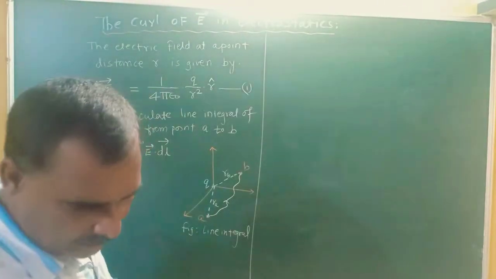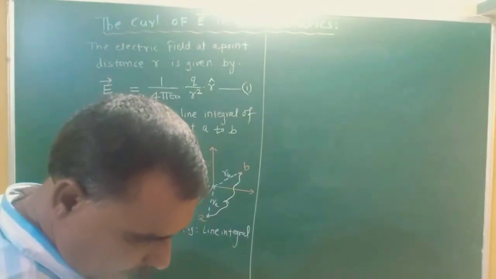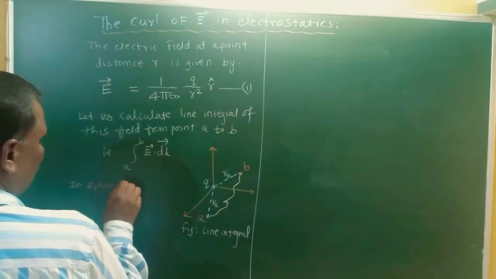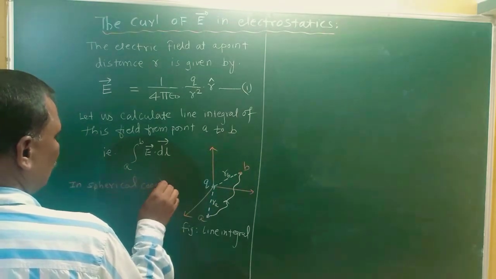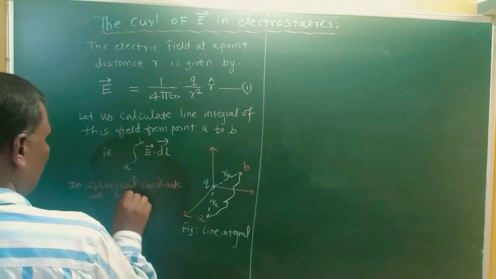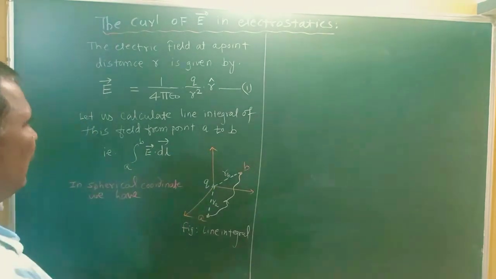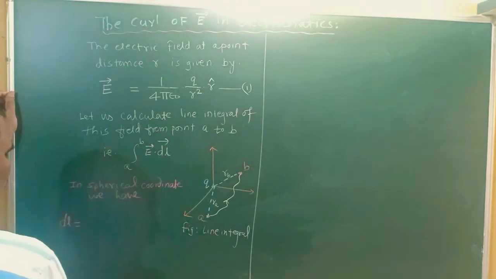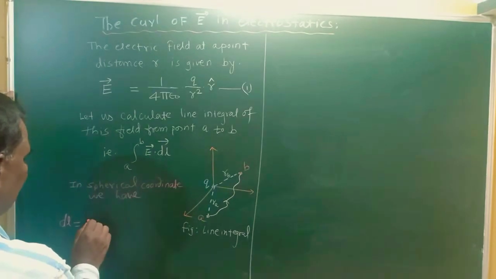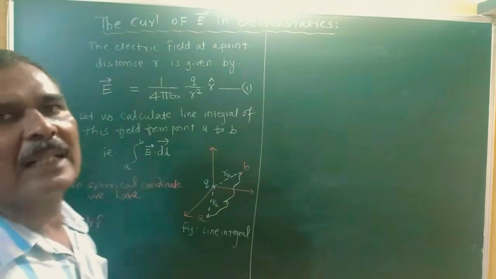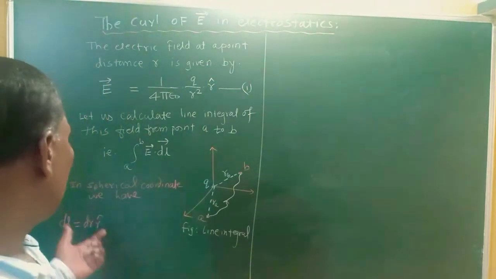In spherical coordinates, we consider dl bar. That dl bar is equal to the three coordinates. First of all, dr into r cap. In the spherical coordinate system we consider r, theta and phi. These are the three coordinates of the spherical coordinate system.